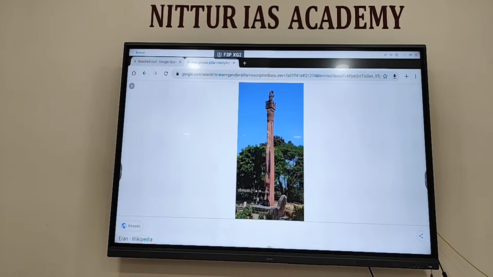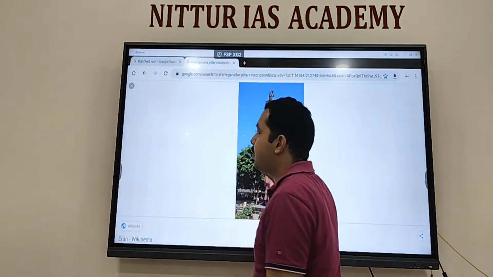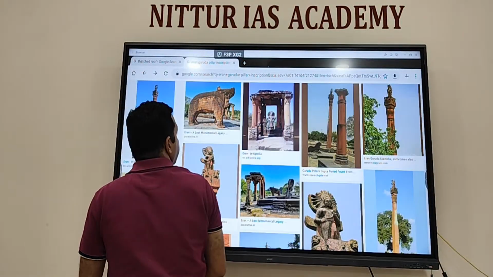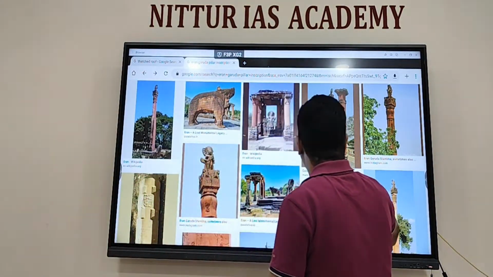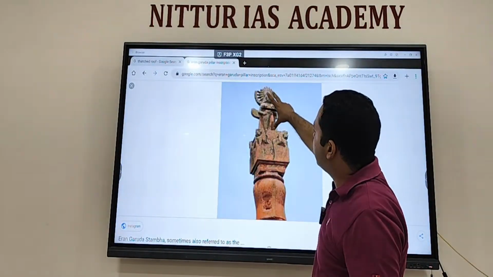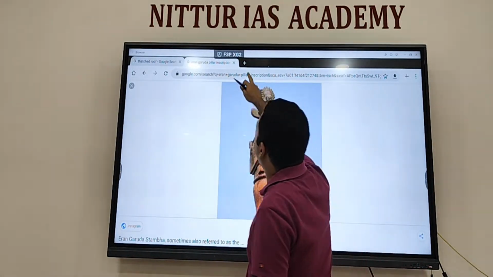It demonstrates the popularity of Vaishnavism. So this is about the Garuda pillar inscription, which you find at the top, and you will also see that some are now destroyed, in ruins.